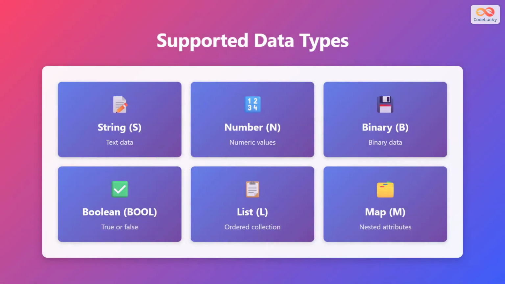DynamoDB supports 6 primary data types. String, denoted as S, is used for text data. Number, denoted as N, stores numeric values including integers and decimals. Binary, denoted as B, is used for binary data like images or compressed files. Boolean, denoted as BOOL, stores true or false values. List, denoted as L, is an ordered collection of values. And map, denoted as M, allows you to store nested attributes, creating complex data structures within a single item.